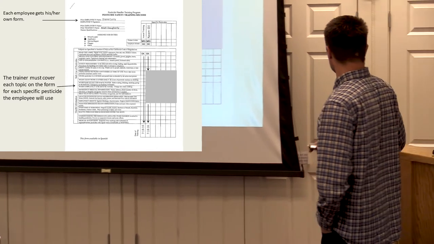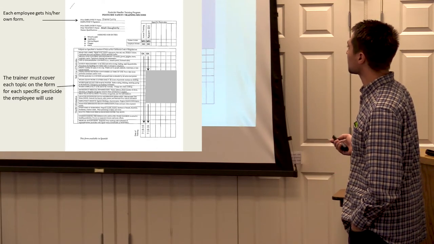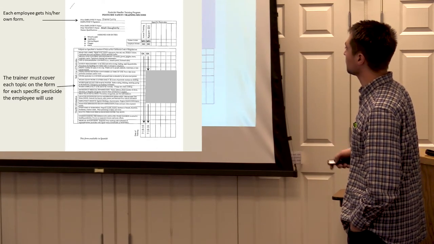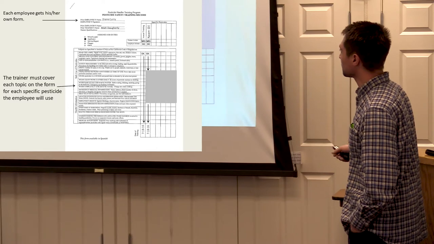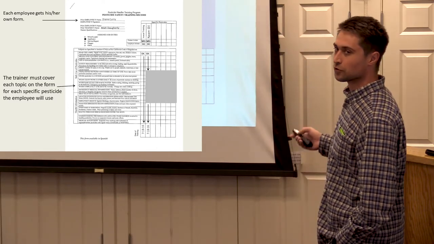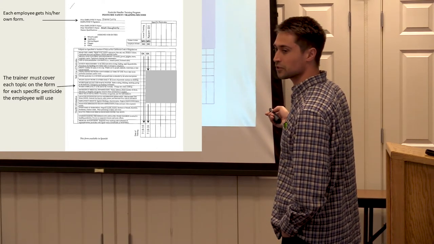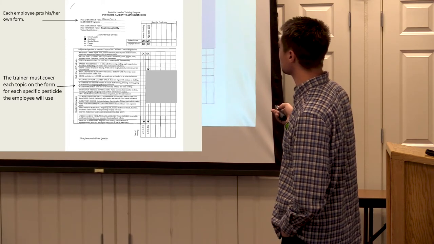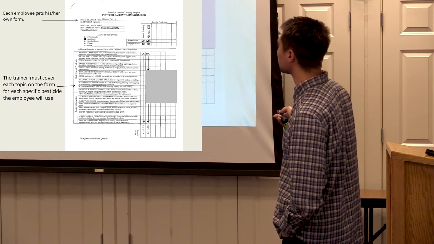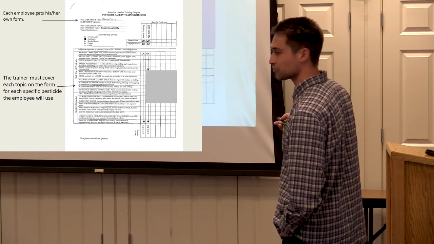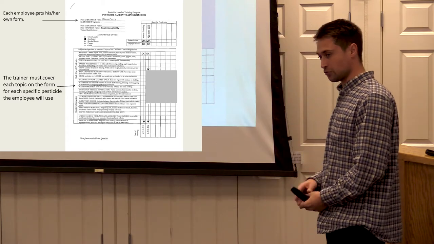So this is what the handler training form looks like. You can see it's a little more in depth, but basically it's the same thing. Each employee gets his or her own sheet. You go through each topic and initial it. One of the differences with handler training is you have to go over each specific pesticide they are using. Say your employees are using three different types of pesticides; you have to list those here. Then you have to go over the specifics of that pesticide, so you have to go over the label of neem oil and the safety procedures specifically for neem oil. And this is every year as well. This is an annual training.